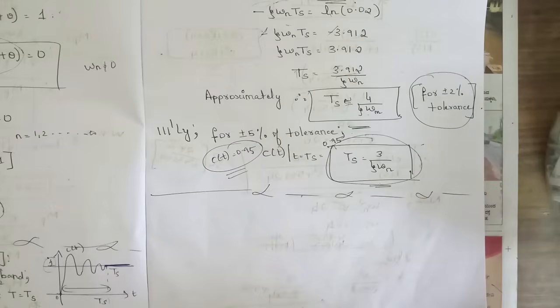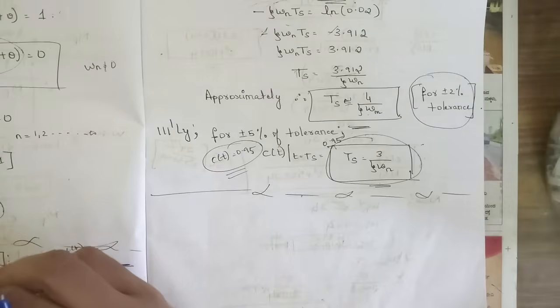So that's all for this session. We have seen all the 4 derivations of peak time, peak overshoot, rise time and settling time. Hope you understood these derivations.